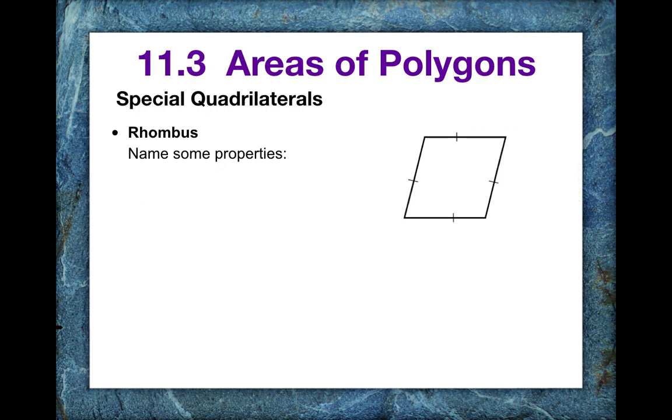Let's first look at special quadrilaterals. We have the rhombus, and I want you to name some properties of a rhombus, and also a kite. There are some special properties that go on here, and let's just talk about those.